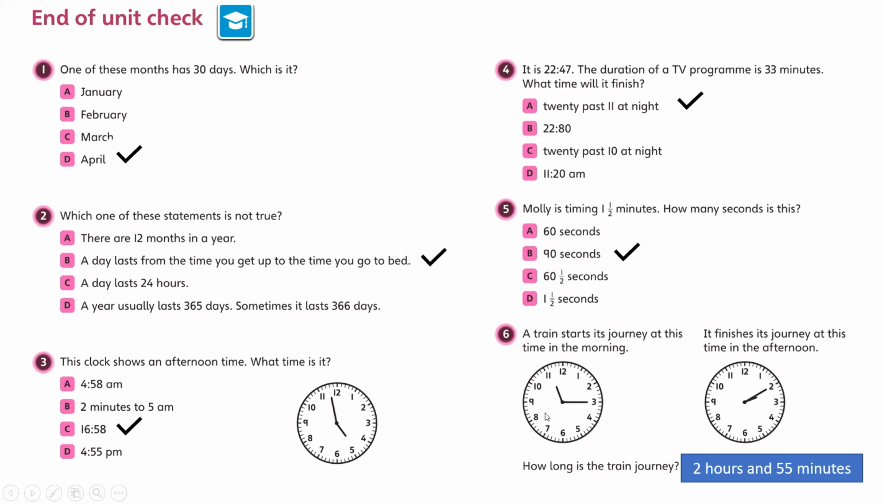Last question here is again finding out a duration. So this time we've got the start time and the end time. We've got to find out how long it takes. The train starts its journey at this time. Let's work out what the time is. So this is our hour hand. It's between 11 and 12, and we can see it's just past the 11. So 5, 10, 15 minutes or quarter past 11 here.